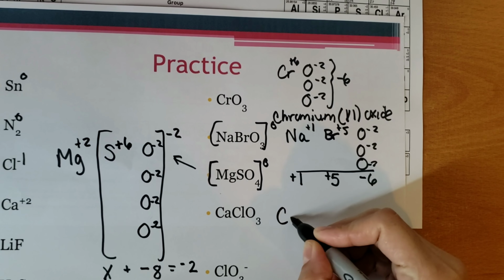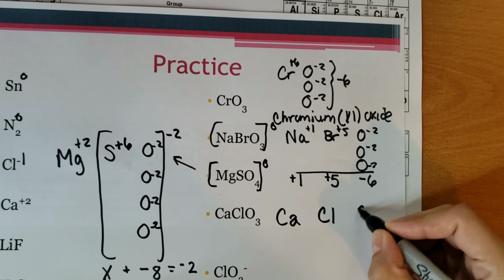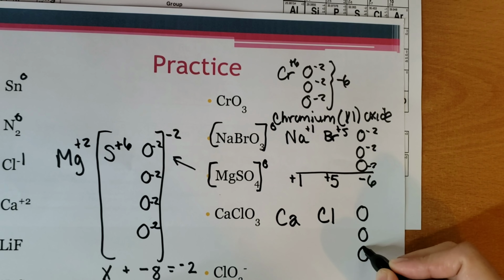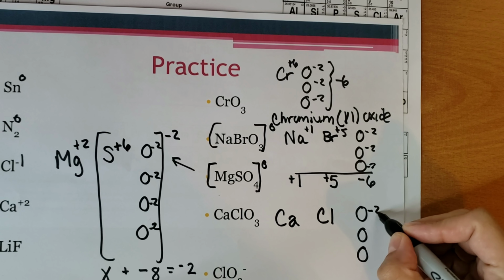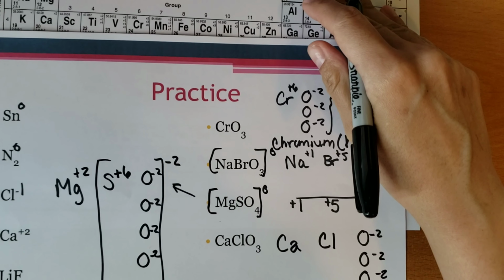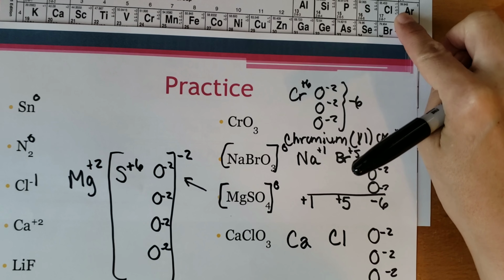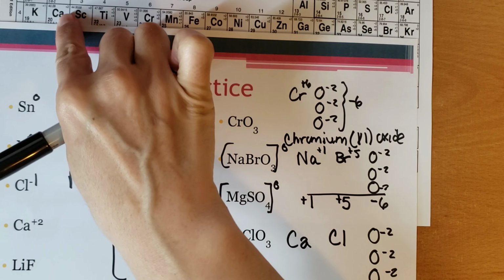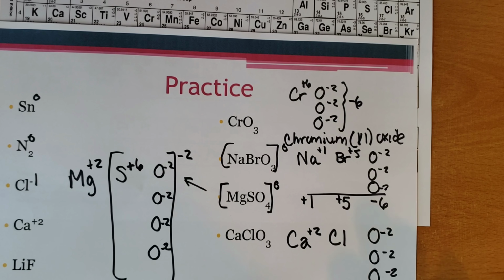Here we have 1 single calcium, 1 single chlorine, and 3 oxygen atoms. Oxygen in a bond always has a charge of -2. And chlorine could have many charges, but when we look at calcium, it can only have a charge of +2. Here, algebra tells me that chlorine here has a charge of +4.